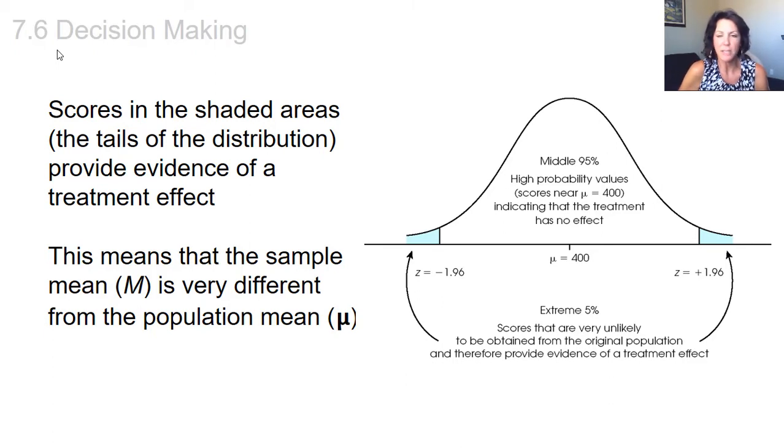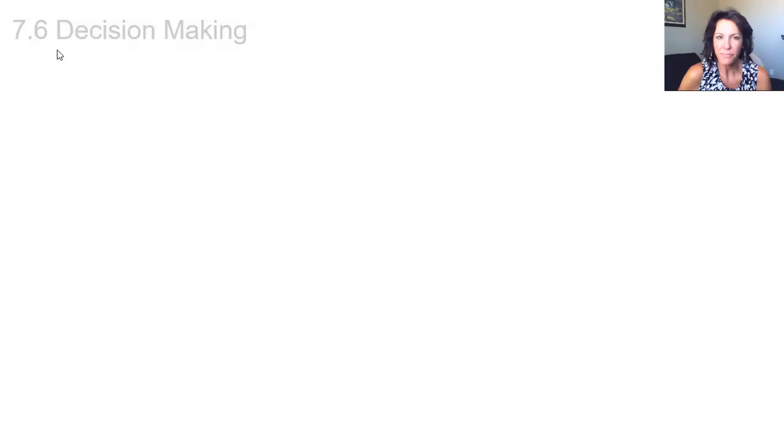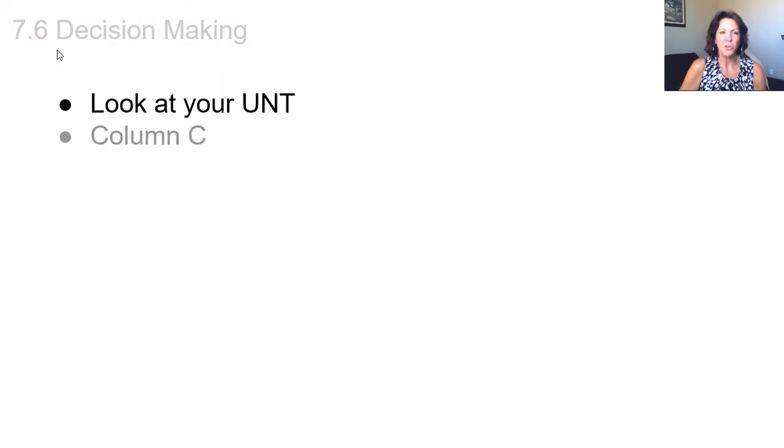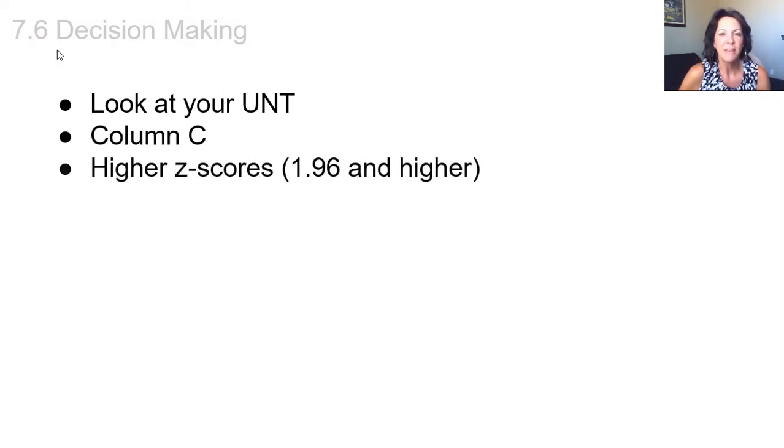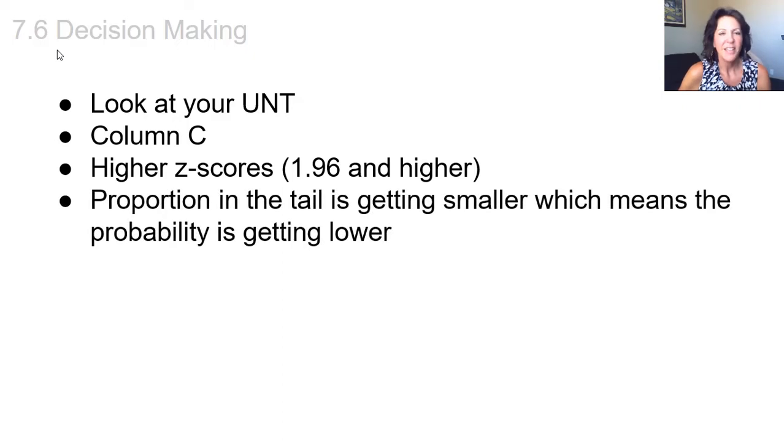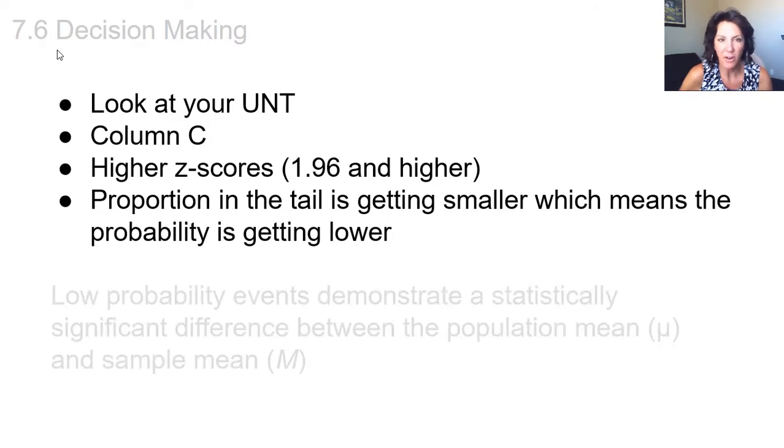Our sample is different. Something happened to our sample. There was a treatment effect, and they now are part of a different population. So I want you to look at your unit normal table in column C, and I want you to look at all the z-scores that are 1.96 or higher, so 1.97, 1.98, etc. The proportion in the tail, as you'll notice, is getting smaller, which means the probability is getting lower. The tail is shrinking. Higher z-scores mean lower tail areas.